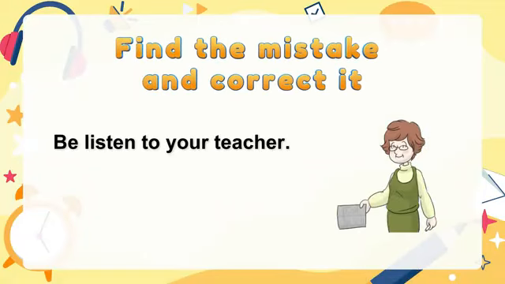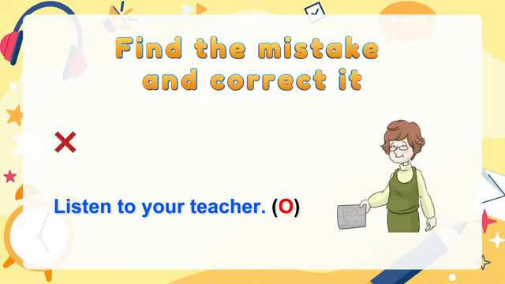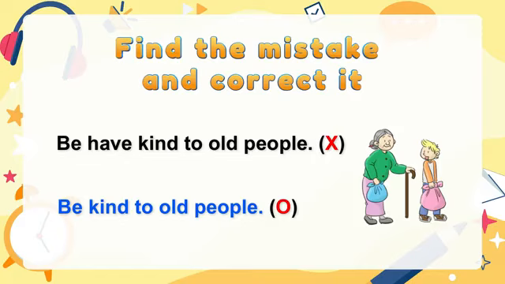B. Listen to your teacher. There is no be with verbs. So the sentence is, listen to your teacher. B. Have kind to old people. You don't use the verb have. The sentence should be, be kind to old people.